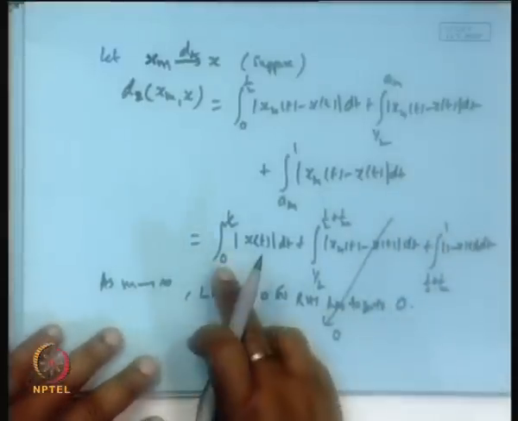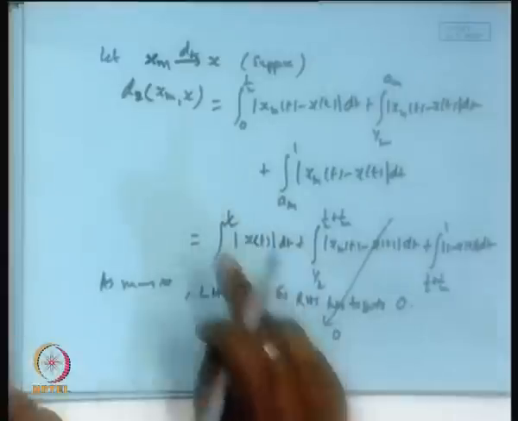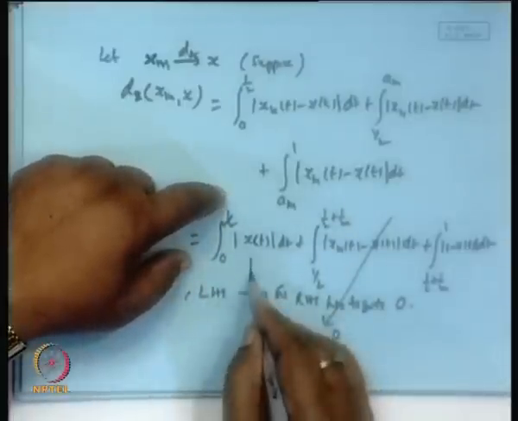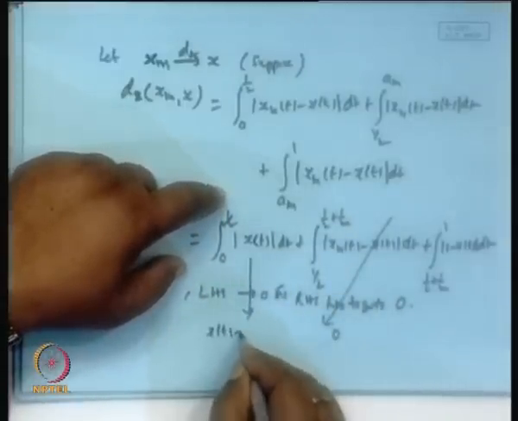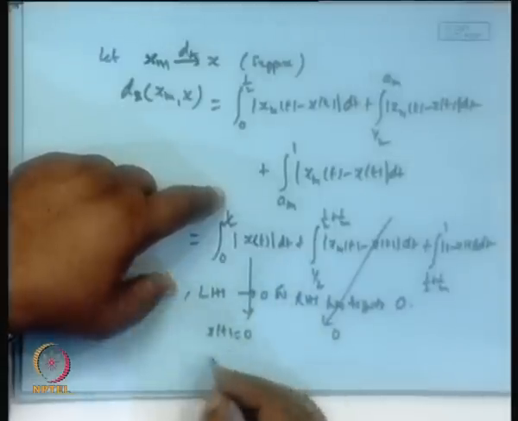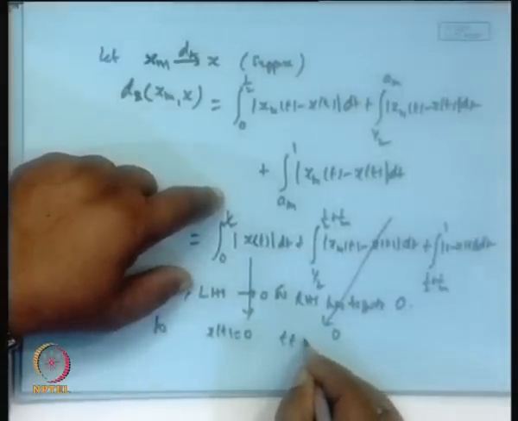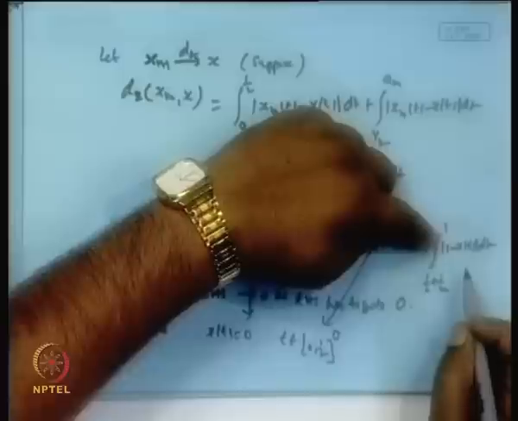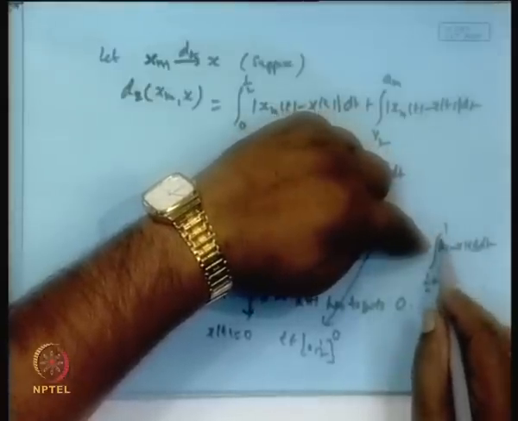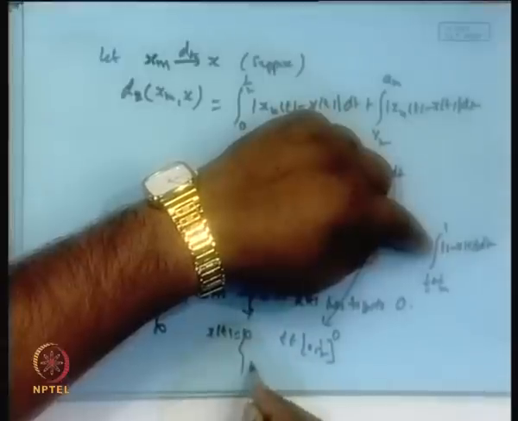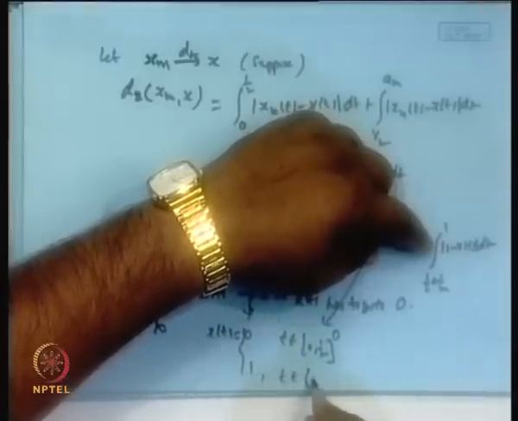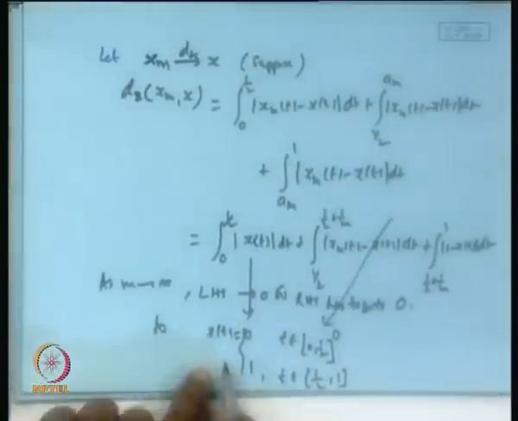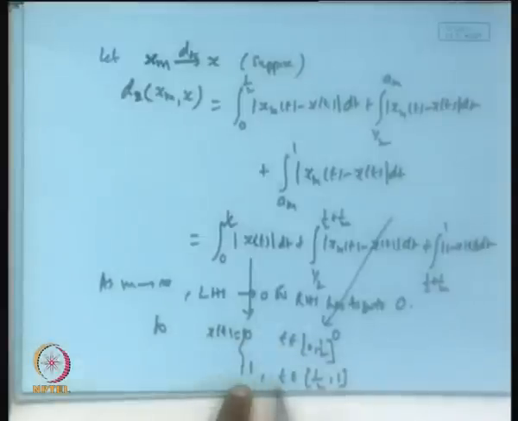Okay. Now, 0 and half, both the limits are positive and the integrand is also positive. So, in order to get this to be 0, what is required is that x(t) must be 0 when t belongs to 0 and half, is it not? And here again this is non-negative, limits are non-negative. So, x(t) must be equal to 1 if t belongs to half and 1.